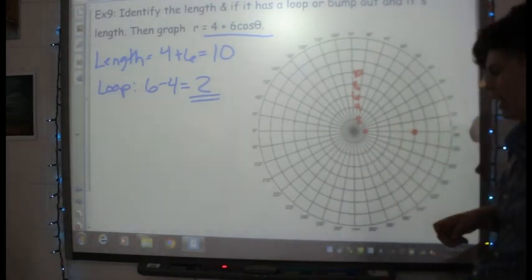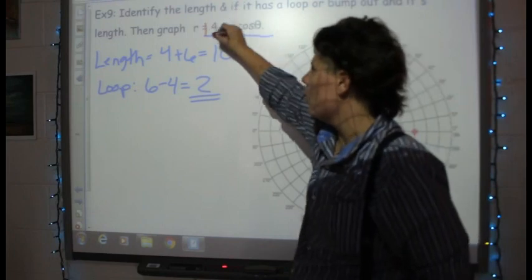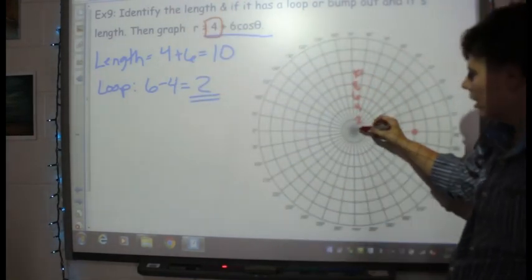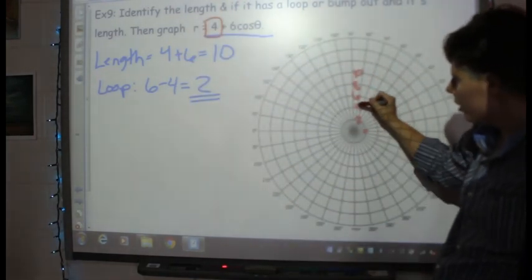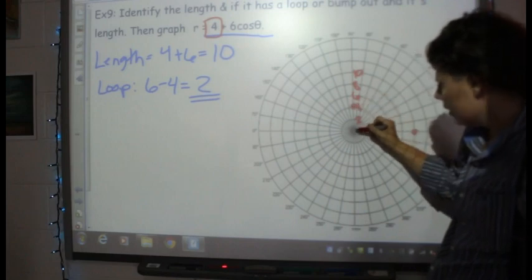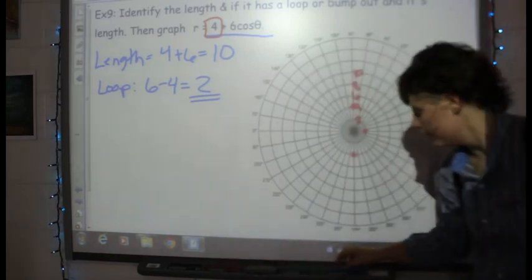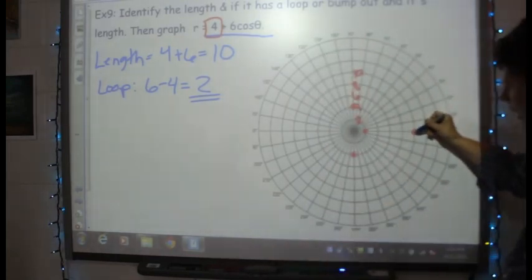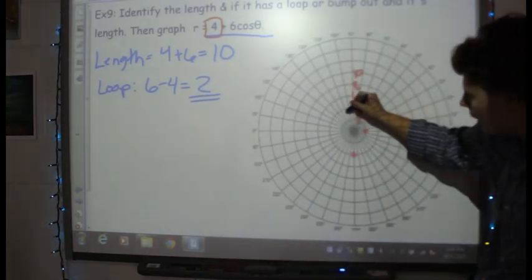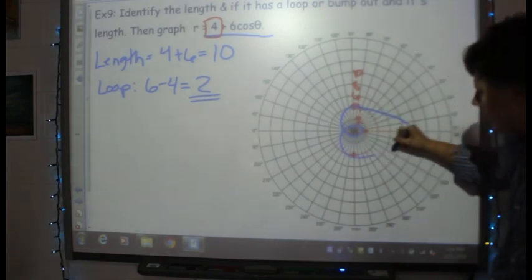All right, still got to worry about my width here, and my width is always that A value, so it's going to be 4. So from the pole, up 2, 4, got a dot. Down 2, 4, got a dot. And this is the tricky one where people get a little bit confused on how to draw it. So be very careful here. I start at the bottom, go up to the width, go down, and there's my loop.